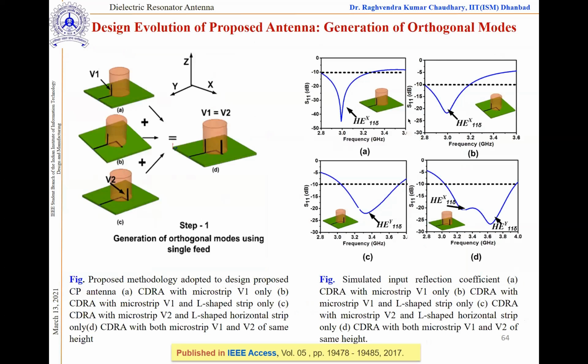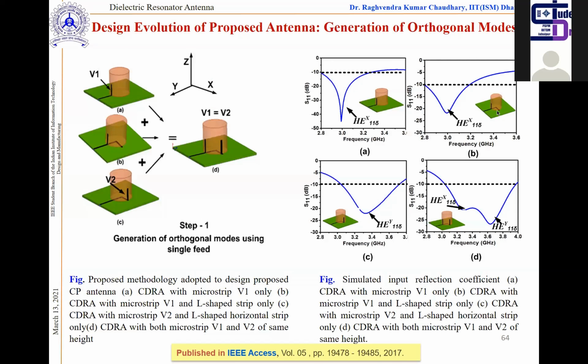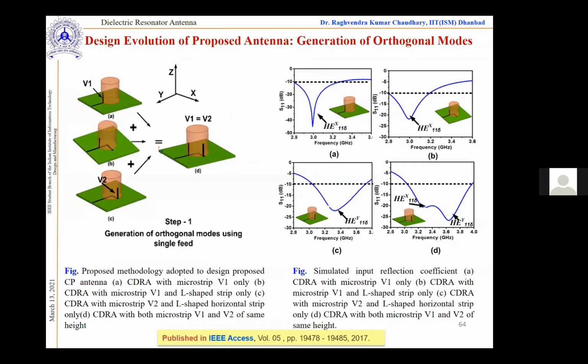Now, once you remove the probe or the conformal strip from this point and put it on this side, you will have a situation like this, and you will have a mode HE2Y11 delta, but this time you have some shift in frequency. And why this shift in frequency? Logically, this should not be. Why? Because you can excite from any side, so the resonant frequency should be the same.